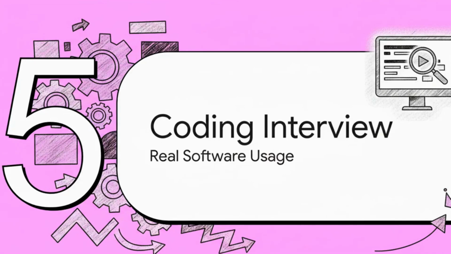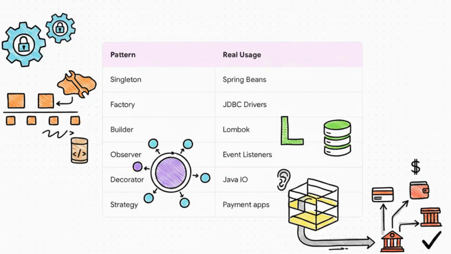Finally, we arrive at section 5, cracking the coding interview. Let's tie this all directly back to the real-world software you use every single day. I want you to lock these real-world mappings into your memory right now, because it absolutely proves these aren't just dry academic theories. When you use Spring Beans, you're literally using singletons. Connecting to a database with JDBC, that's factories. Lombok utilizes builders. Java I/O relies almost entirely on decorators. By really understanding these patterns, you now understand exactly how the most powerful tools in Java were actually built.